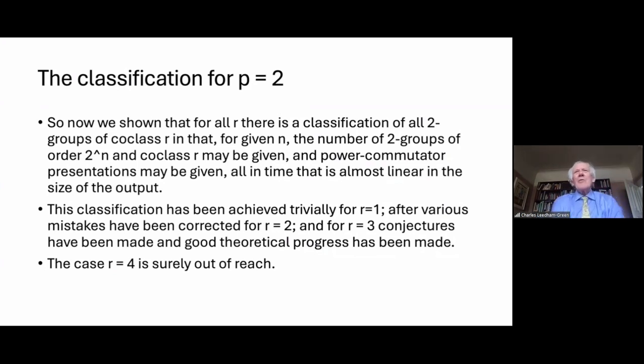P equals 2 and r equals 2 gets a bit trickier, and the first attempts at this got it wrong. P equals 2 and r equals 3 has not, as far as I'm aware, yet been completed. We know what the answer is from computer calculations, morally speaking, but to actually prove that it's correct, I think the proof is still incomplete. And when I say the case r equals 4 is surely out of reach, that's perhaps a bit pessimistic. But that's where you're going to get stuck, somewhere around r equals 3, r equals 4. It just gets too damn complicated.